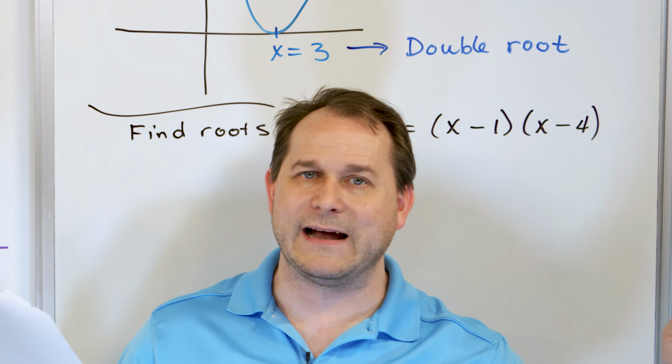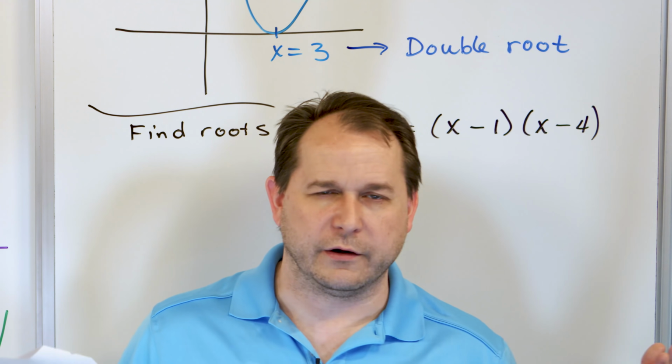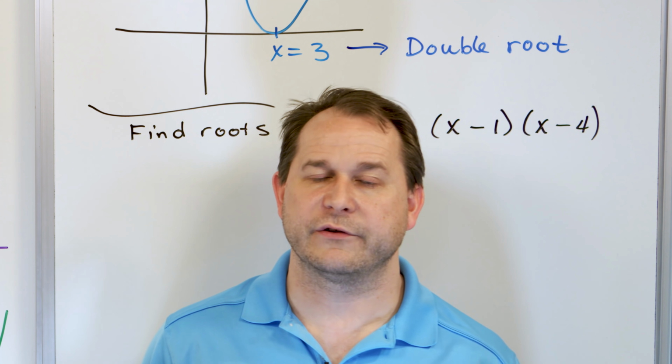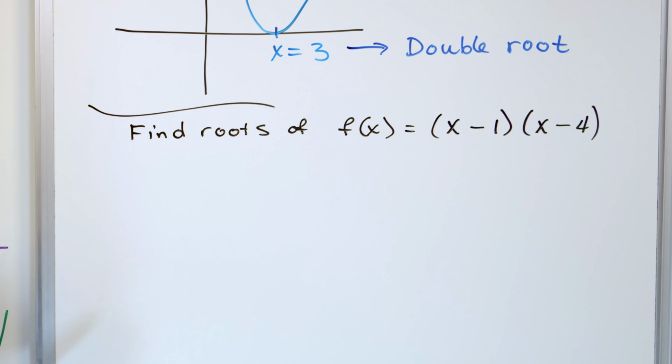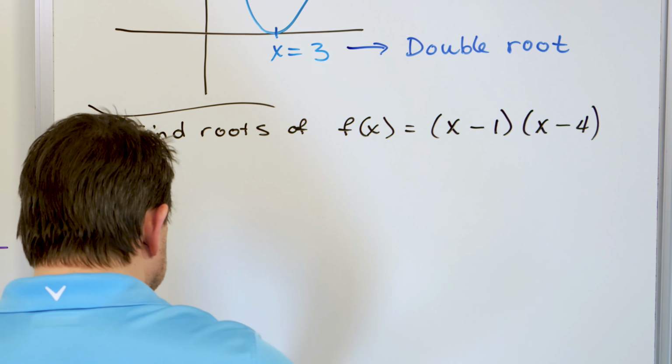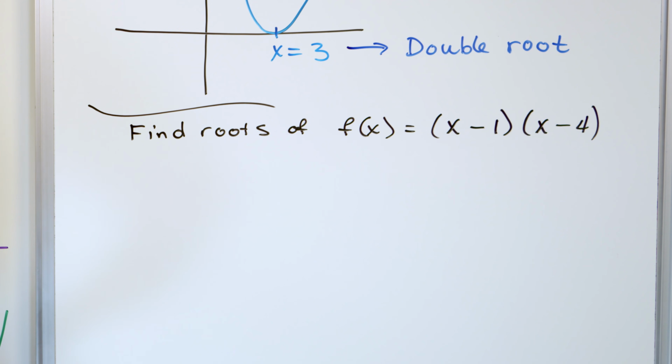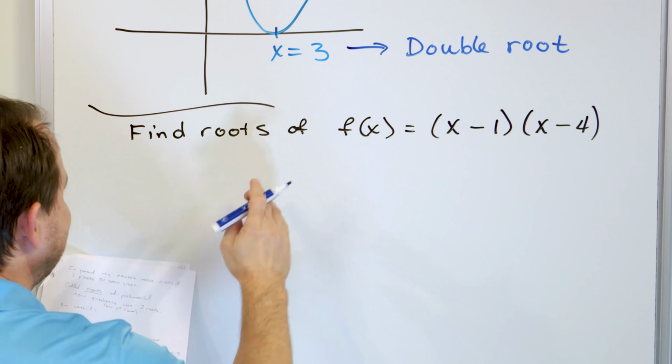No, you multiply it out. If you were to multiply it out, you would have an x squared term, which means you would have a parabola here. This is a parabola, and you would have two solutions. So if I want to find the roots of this, or if your book might say find the zeros of this, all it means is you set this thing equal to zero.